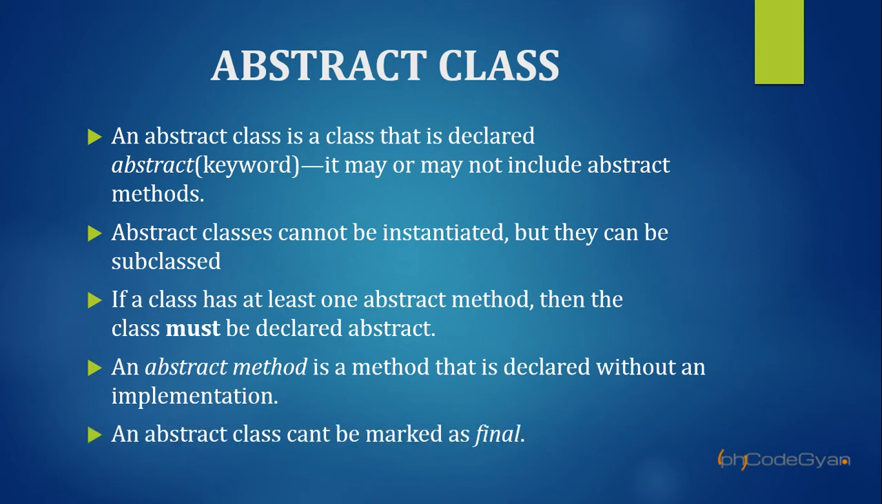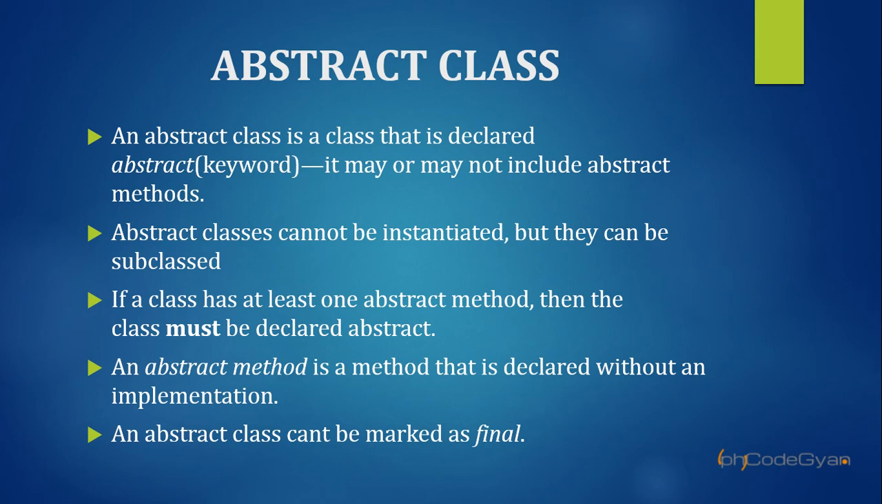An abstract class cannot be marked as final. This is quite obvious though, because the sole purpose of an abstract class is to be extended. Means a subclass of this abstract class has to be created. But if we define it as final, then we know it cannot be subclassed. So an abstract class cannot be marked as final.